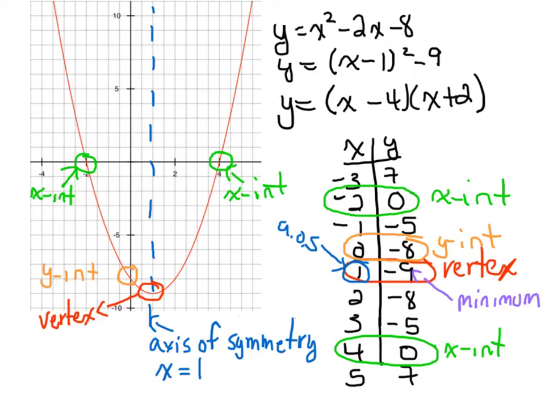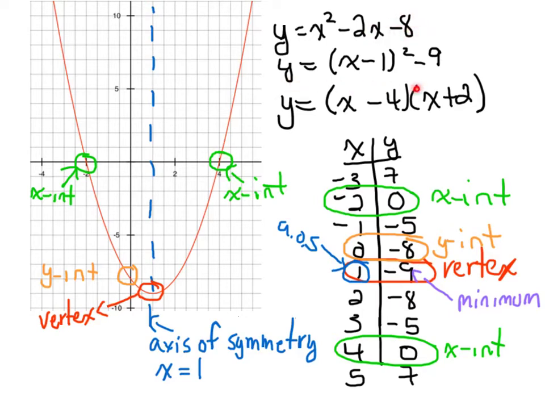So if we look at standard form, if you'll notice, we can easily identify what the y-intercept is, because that's when x is 0. So this would be 0 minus 0 minus 8 is minus 8.